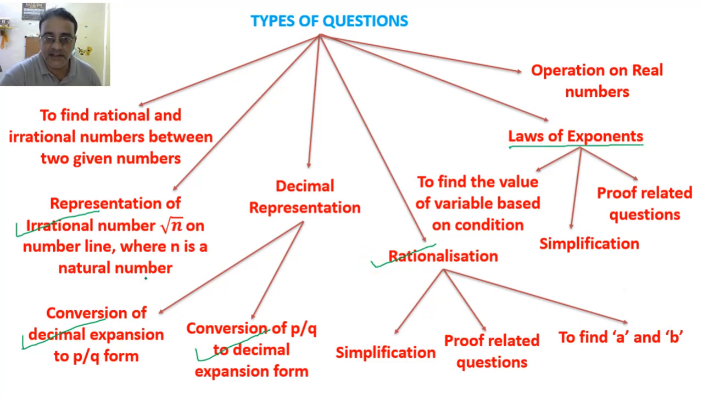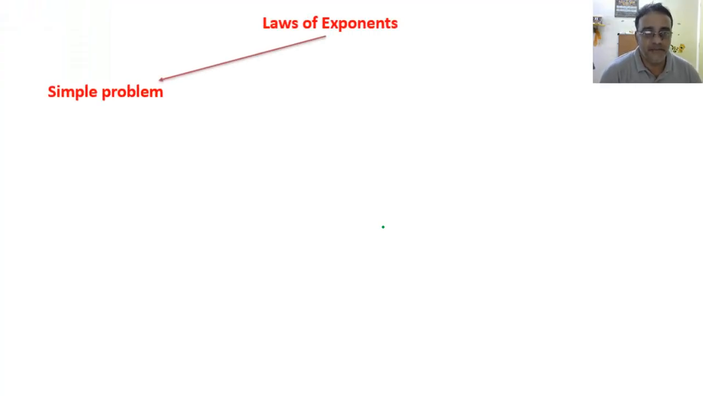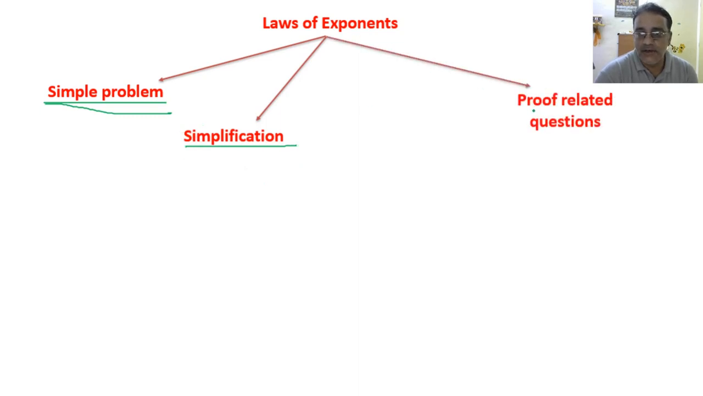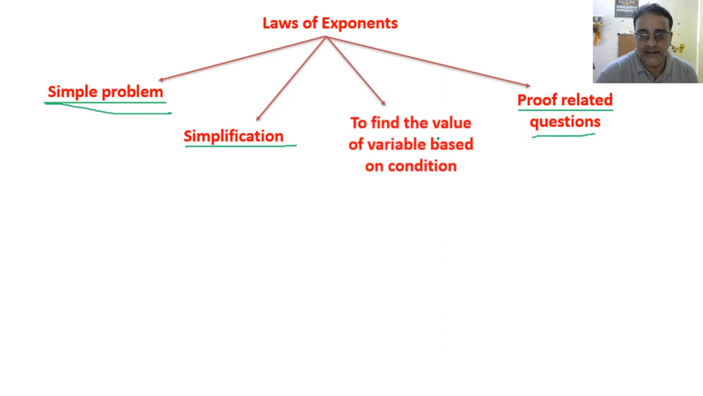सो ये तीन ही सेक्शन है जिसमें बहुत क्वेश्चंस आते हैं and these three sections are very important. So let us start laws of exponents. लॉज ऑफ एक्सपोनेंट्स में एक सिंपल प्रॉब्लम है. I will tell you which type of question will come under simple problems. Second is simplification. The third one is proof related questions. And the fourth one is to find the value of the variable based on some given condition. So simple problem पिछले chart में नहीं था. And I will tell you which type of question will come.